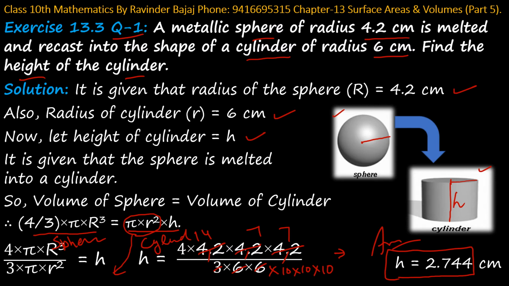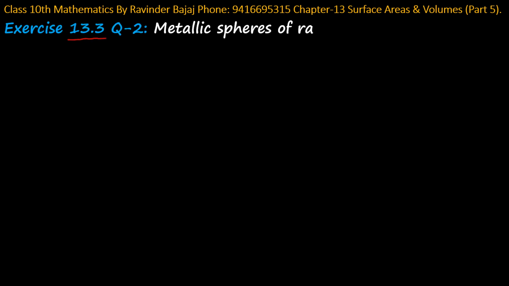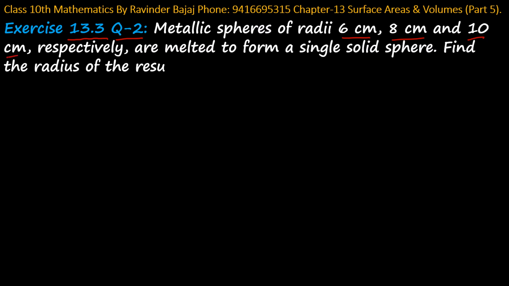So let's continue. Next question. This is again exercise 13.3, question number 2. Metallic spheres of radius 6 centimeter, 8 centimeter and 10 centimeter. So how many spheres are there? 3 spheres are there. Are melted to form a single solid sphere.